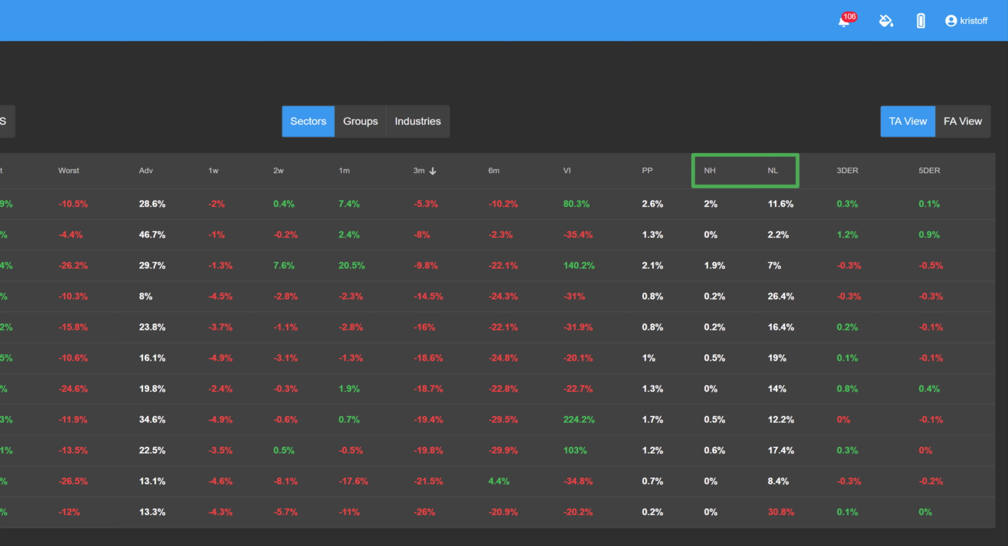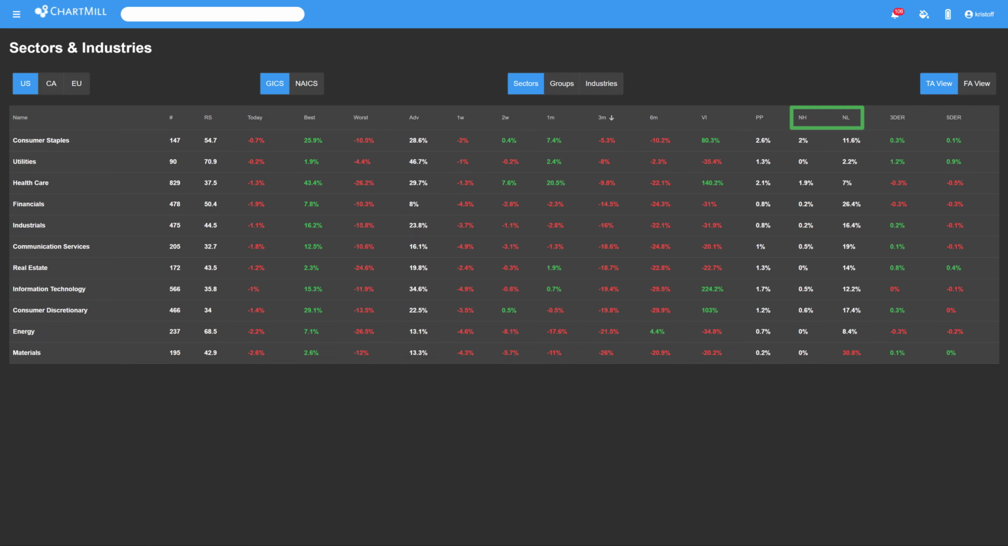NH and LL are short for new highs and new lows. That way you get a quick overview in which sectors the most new highs or new lows occur. A sudden increase, for example, in the number of shares reaching a new high is another indication that investors are finding this sector more attractive.